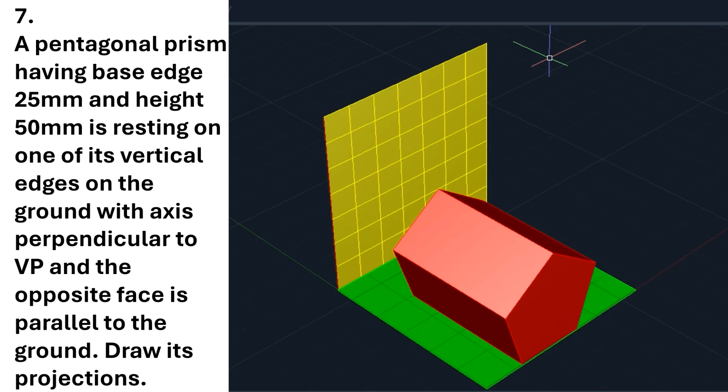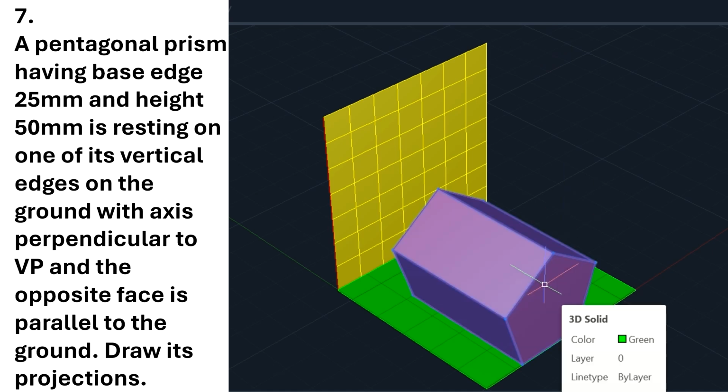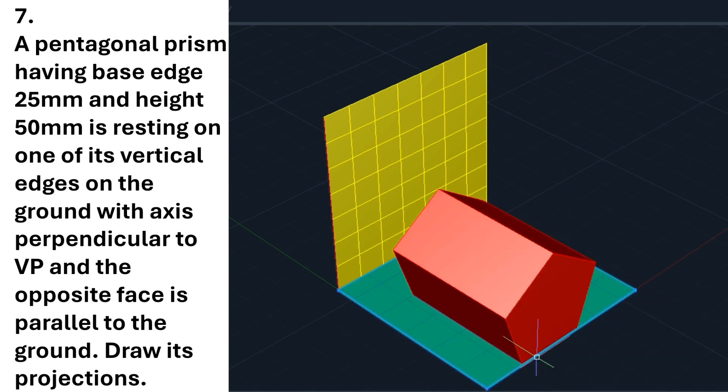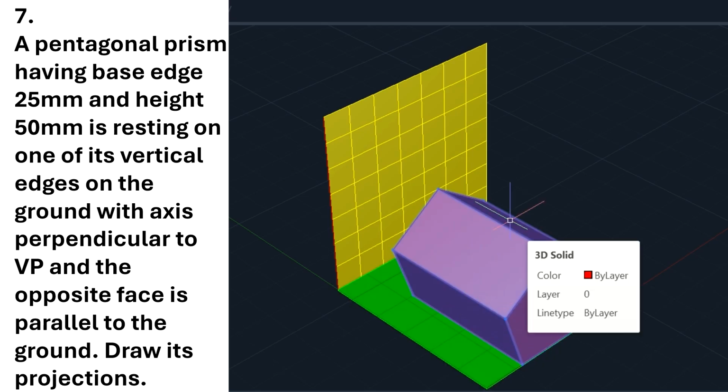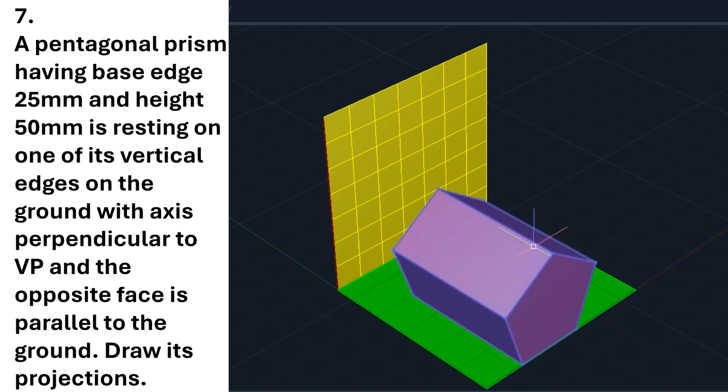Seventh question, it is similar to the fifth one. A pentagonal prism having base edge 25 mm and height 50 mm is resting on one of its vertical edges on the ground with the axis perpendicular to VP and the opposite face is parallel to the ground. Draw projections of the solid. So this is also a pentagonal prism, but the only thing is this vertical face is parallel to the horizontal plane, but this base edge is resting on the horizontal plane.